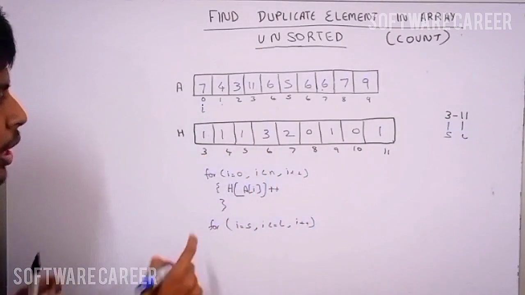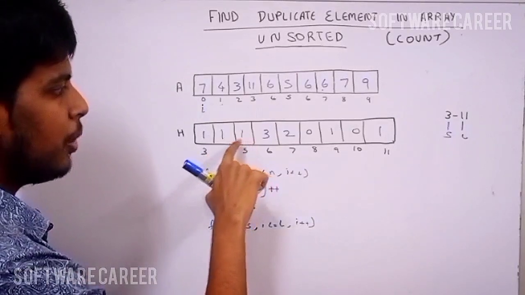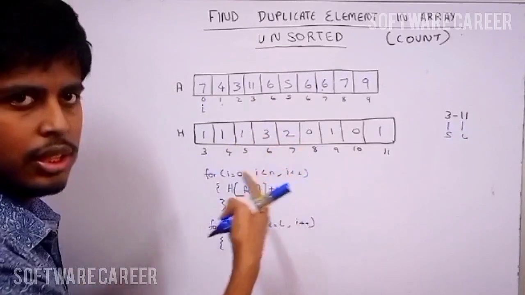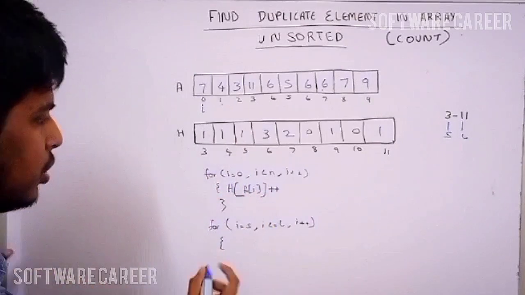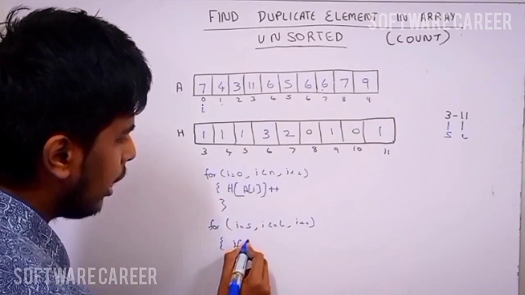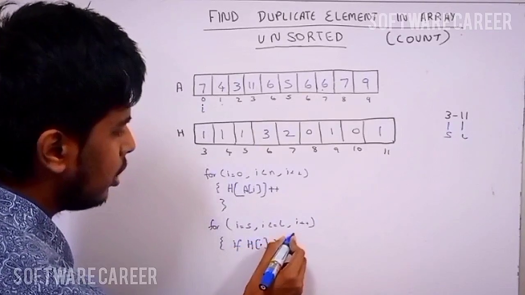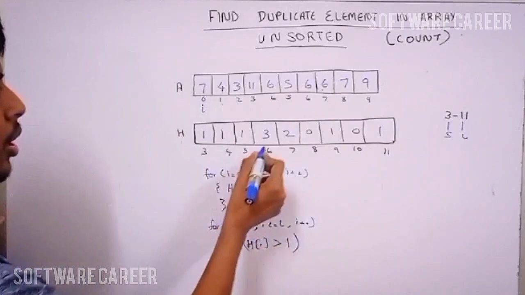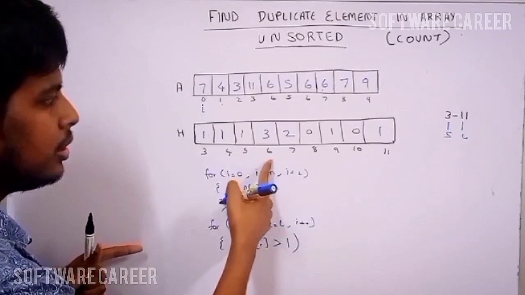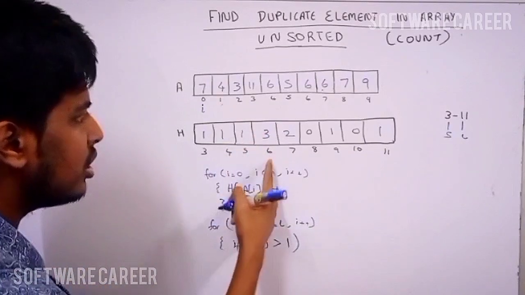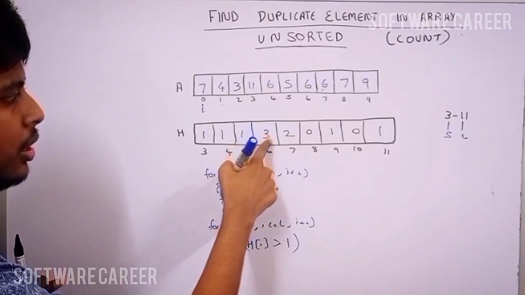So I am writing this loop and checking, because I am checking whether any element present here is appearing more than one time. So see, more than one time means it's a duplicate element. So I am writing if h of i greater than 1. See here, h of 6 is greater than 1, it's 3 times, so you should print 6 is appearing 3 times. So what is 6? 6 is i, then this 3 is h of i.